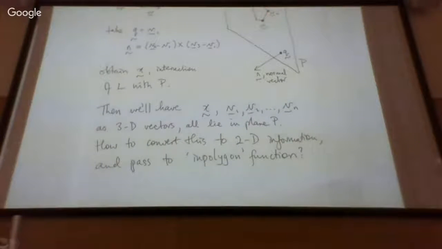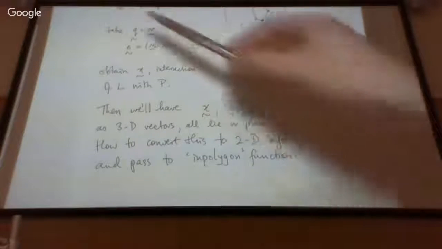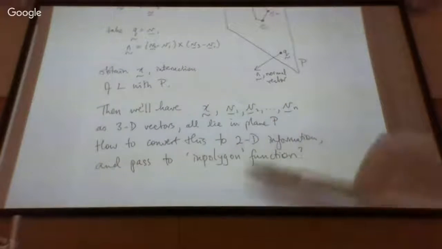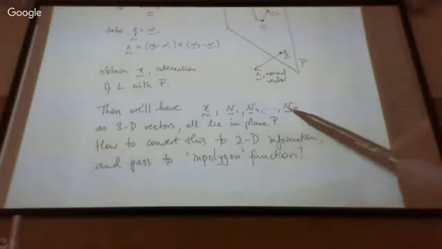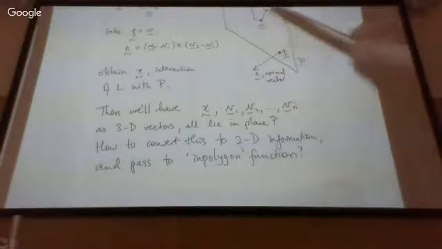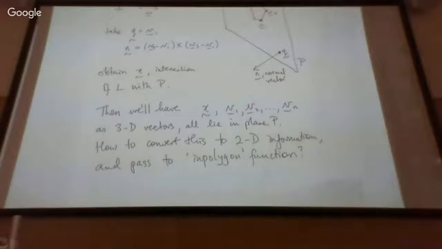How to do that? We've got too many components. The inpolygon function only wants you to give it x and y components. But everything we have, our point of intersection of the line with the plane, our point x, and our position vectors of the vertices of the polygon, they all have 3 coordinates. They all have x, y, and z coordinates.